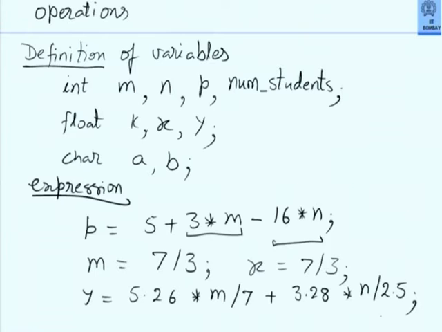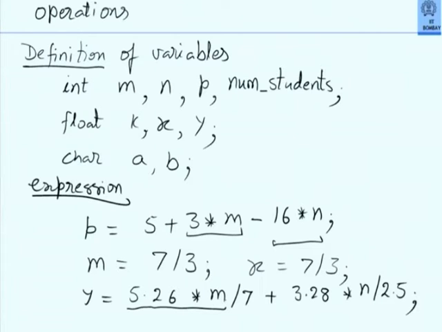M and n are integer, y is floating point. So can you tell me what will be done, how will this expression be evaluated? First it will do what? First it will do division m by 7. Why? How many division multiplication operators are there? Two multiplications and two divisions. When the operators are at the same level of precedence, how is the expression evaluated? From left to right. On the left, what is the expression? 5.26 into m. So this will be evaluated first, because this is left to right.